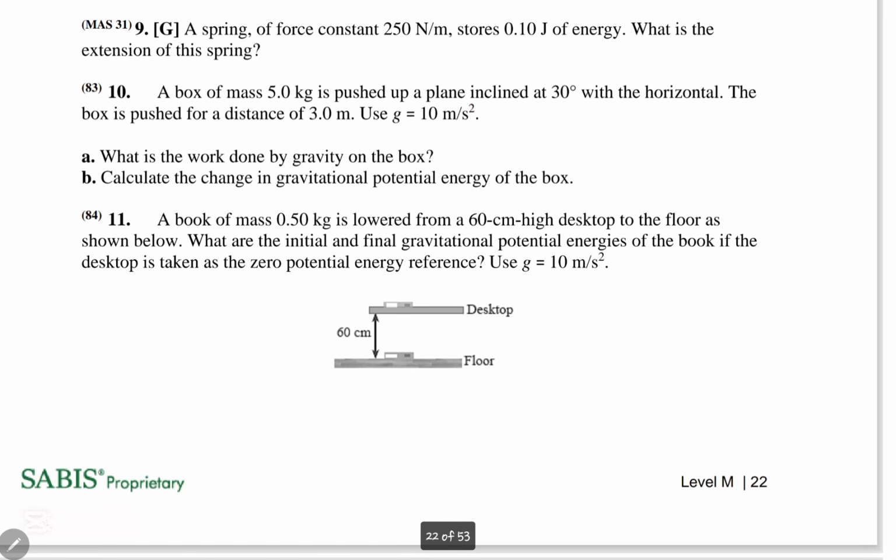We'll now move on to question 9. What does it say? Very simply, a spring of force constant 250 newtons per meter, so this is the force constant k, stores this much energy. What is the extension of the spring? You should know that the energy is the same as the work done. It's one over two k x squared.